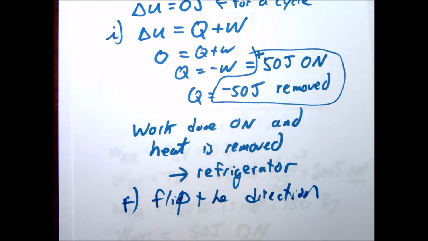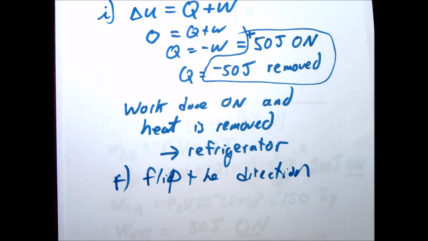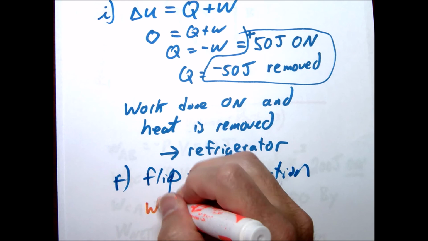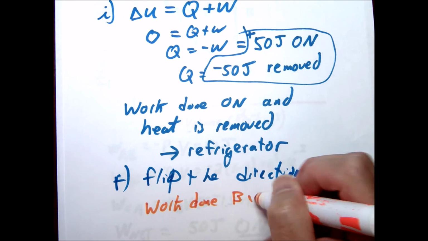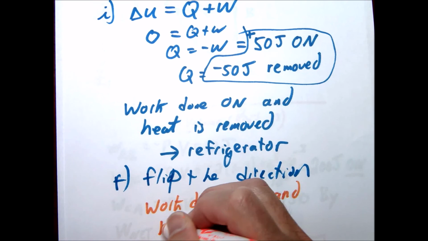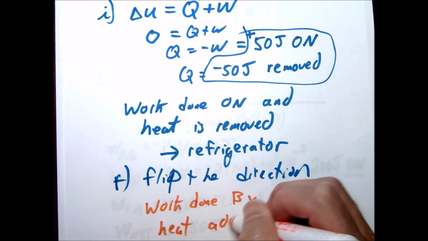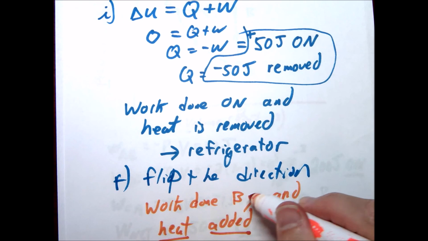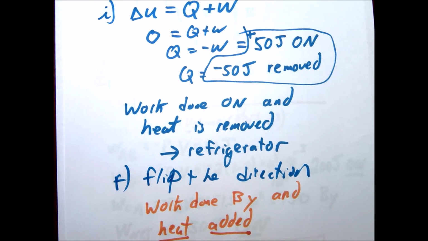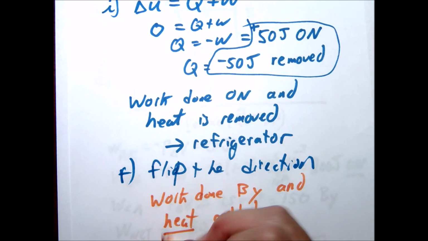Okay, let's use a different color. If we flip the direction of the processes, notice you're going to have work done by the system, and you're going to have heat added to the system. Actually, the way we usually rephrase this is we'll say we're going to add heat and then have work done by the system. The system's going to do some work. This has a name also. This is what's called a heat engine.